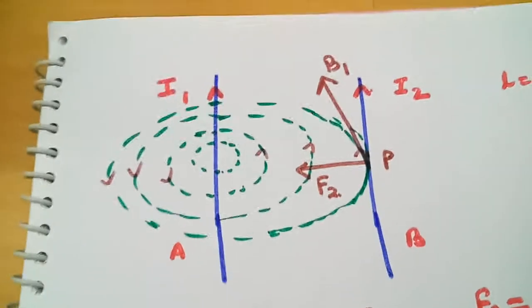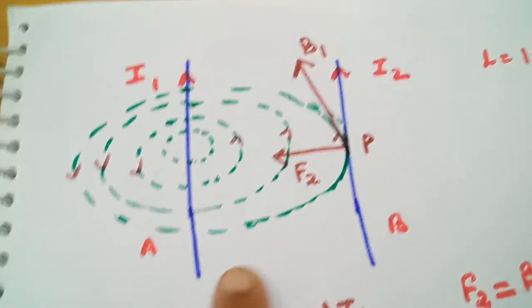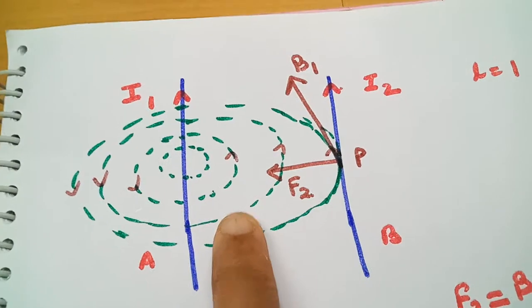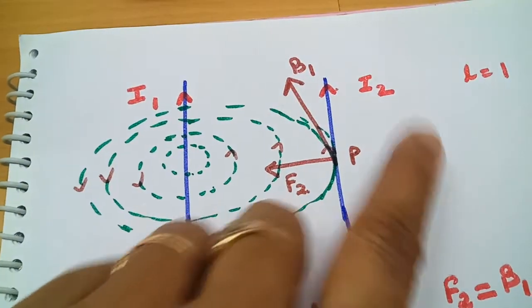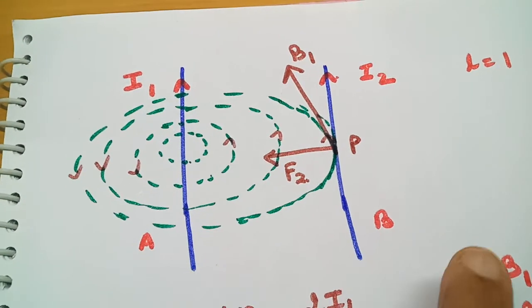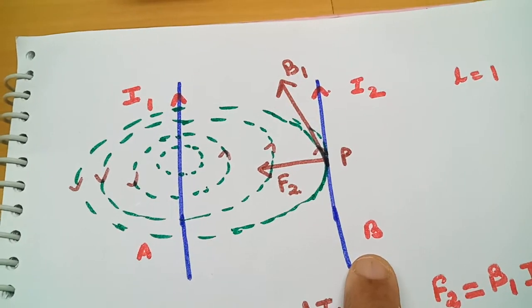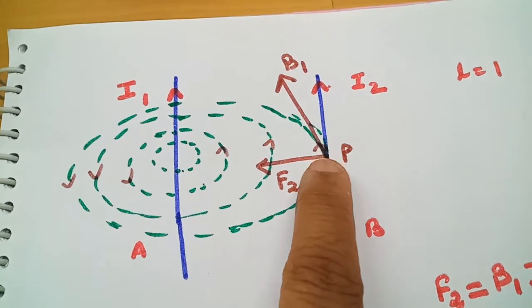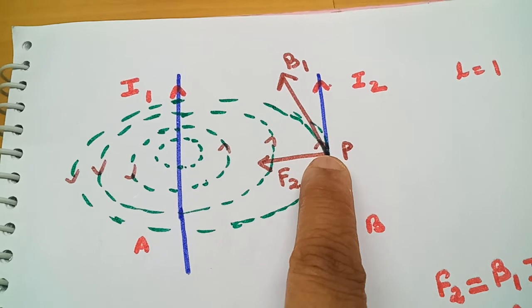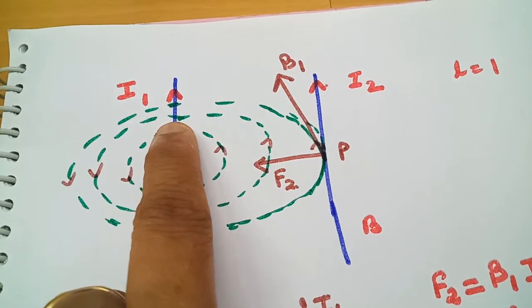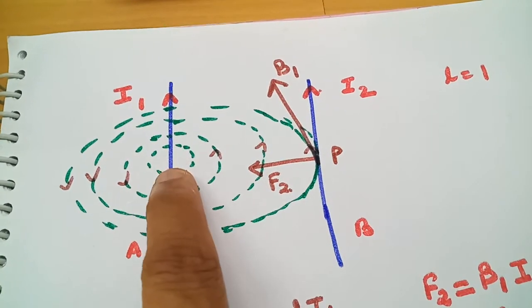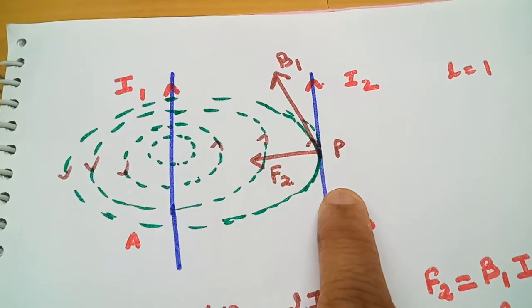Look at this figure. Here I have considered two parallel conductors. The currents I1 and I2 are flowing in the two conductors A and B. So we have to find out the force exerted on this conductor due to the current flowing in this conductor, and the force exerted on this conductor due to the current flowing in this conductor.